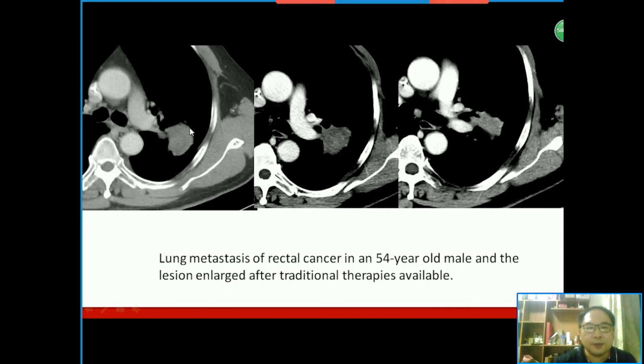So I used 2 antennas, puncturing from this side and from another side to this one. The power in this antenna is bigger, and the power here is smaller. I did microwave ablation for this large part and small part, and six months later, follow-up showed that the whole lesion was ablated, and PET-CT scan showed no activity in the lesion.